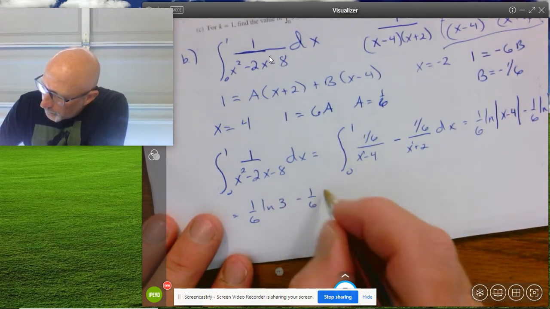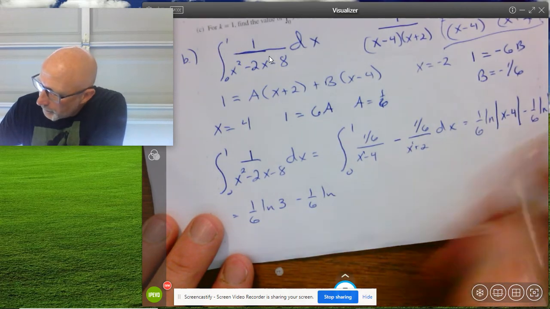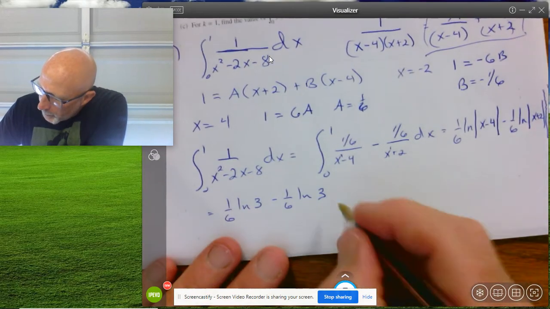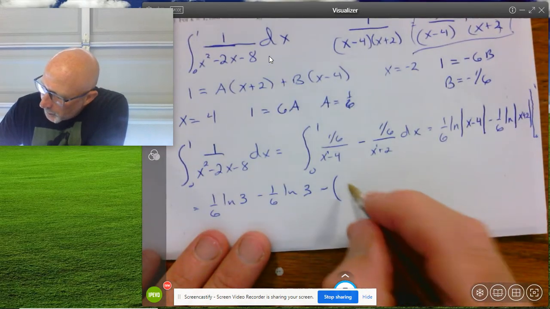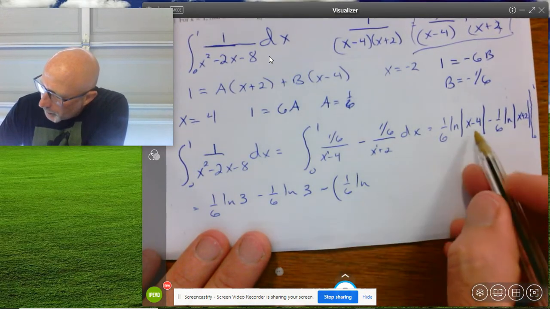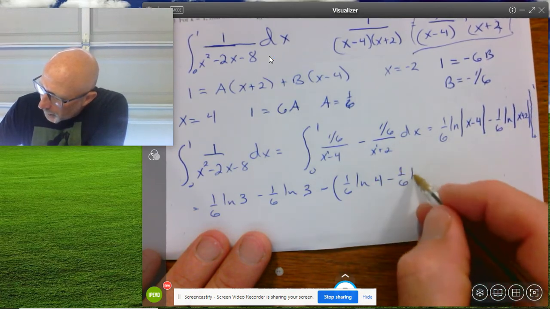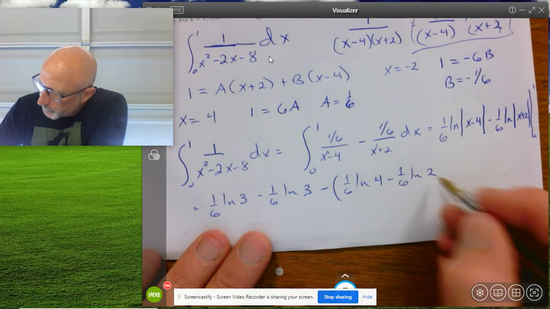Minus 1/6 ln. Plug in the 1, so you're going to have 3 as well. So those will go away. That's going to be nice. Minus, I could plug in the 0. So I have 1/6 ln of 4 minus 1/6 ln of 2.